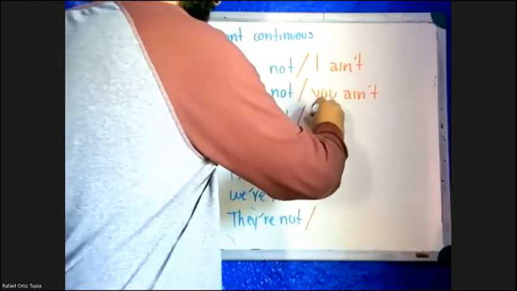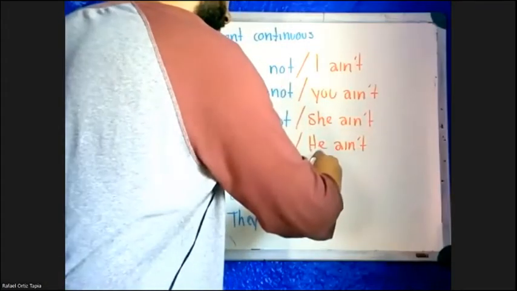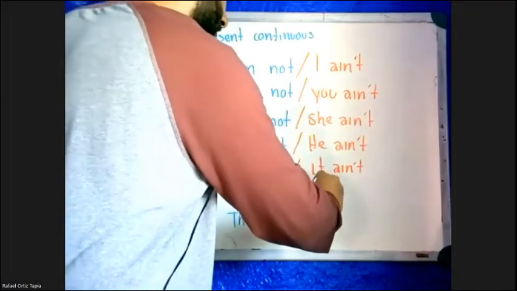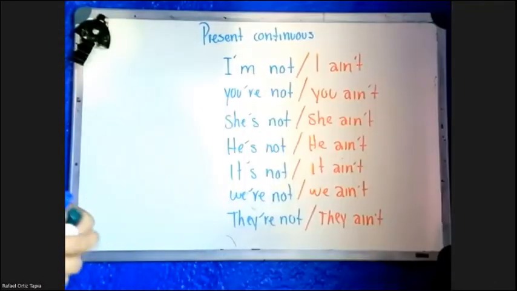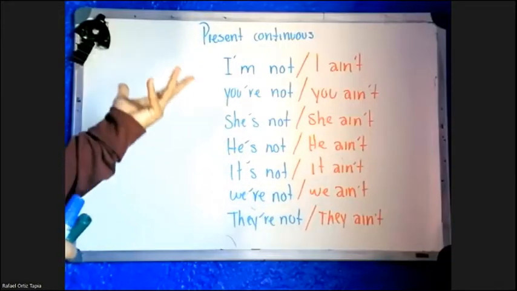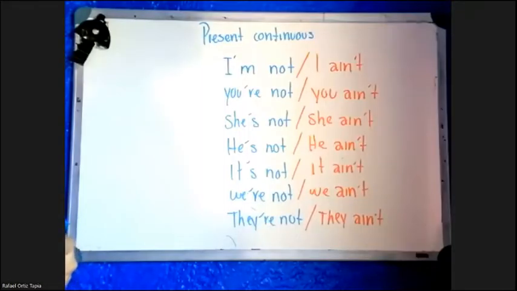You ain't. She ain't. Y ya le quitas el is, she ain't, he ain't, it ain't. Eso está mucho en canciones o en películas. We ain't, and they ain't. Es lo mismo. Es exactamente lo mismo que I'm not. Puedes decir I'm not your friend o I ain't your friend. So you're not my boss, you ain't my boss. So she's not my girlfriend, she ain't my girlfriend. So he's not my brother, he ain't my brother.